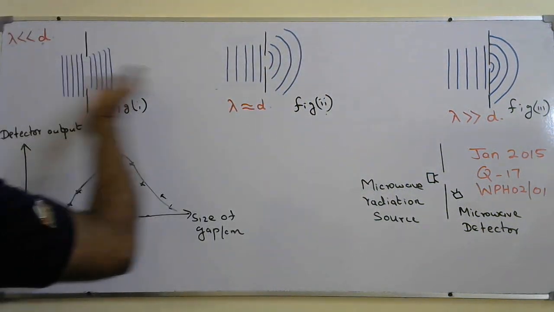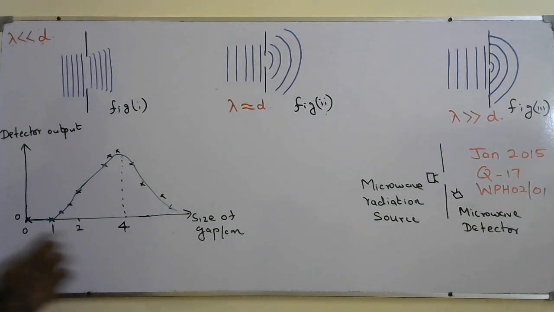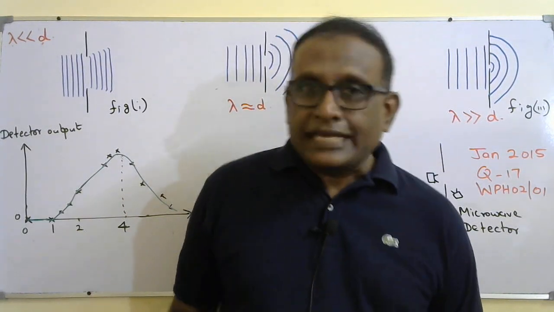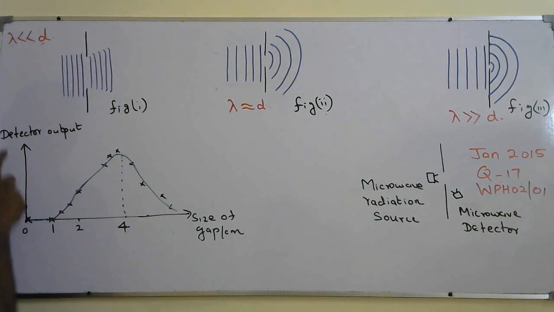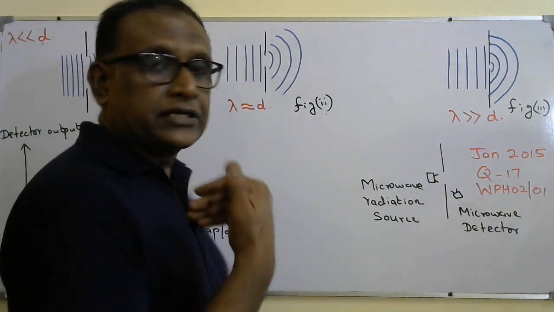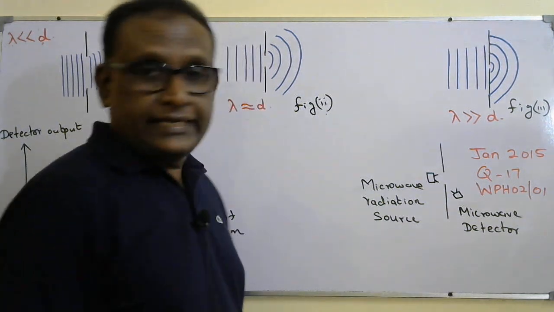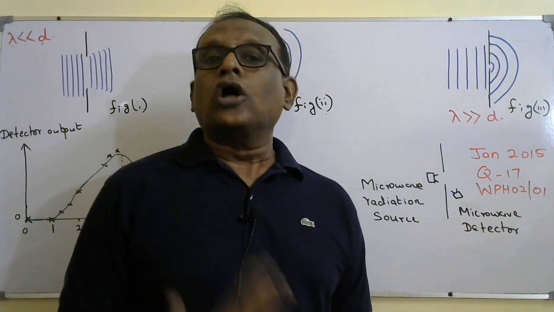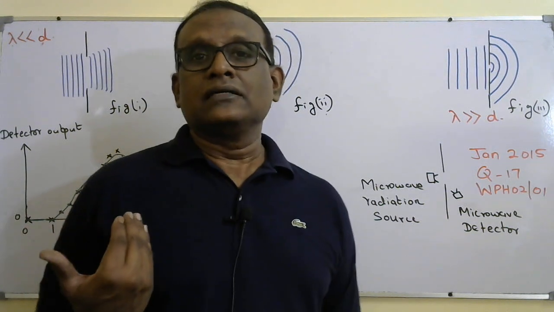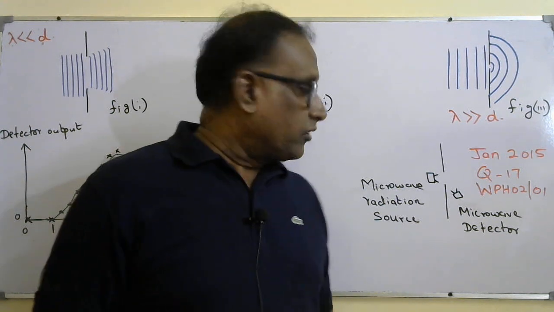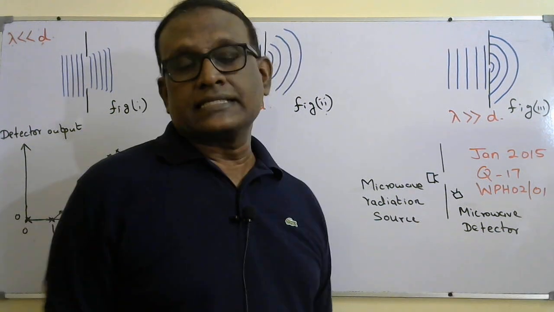That is given in these 3 diagrams. Starting with gap size 0, I am not writing the answer, I will explain, and you can understand. When the gap size is 0, the detector output is 0. That means there is no gap, so all the microwave will reflect back, and nothing will be received by the detector. All the microwave reflects back without passing through the gap, therefore the output of the detector is 0. 1 mark is given for that.